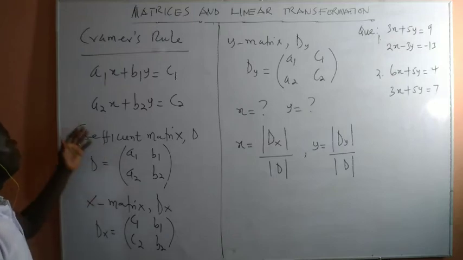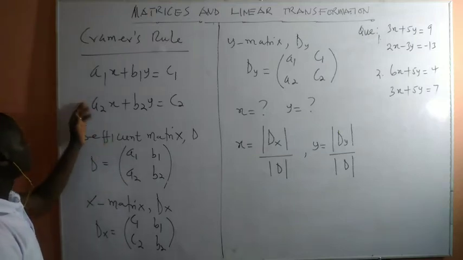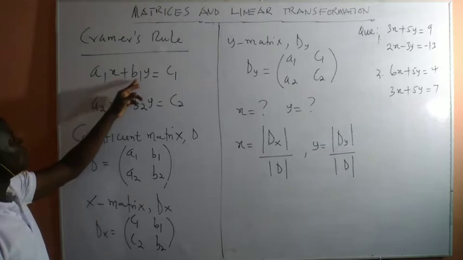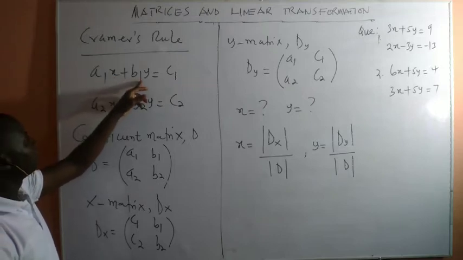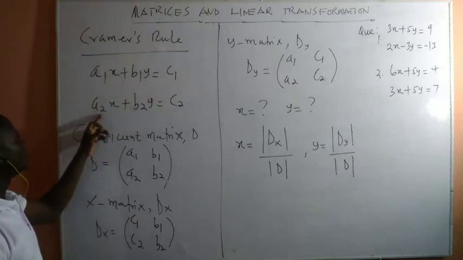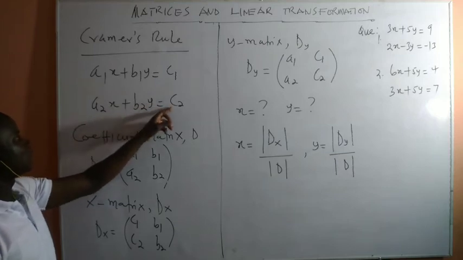I want to go over it again. These are the two linear equations we are given. We have a1, the coefficient of x, plus b1, the coefficient of the y term, equals c1, the constant. Then with the second equation, we have a2, the coefficient of x, plus b2, the coefficient of y, equals c2, the constant.